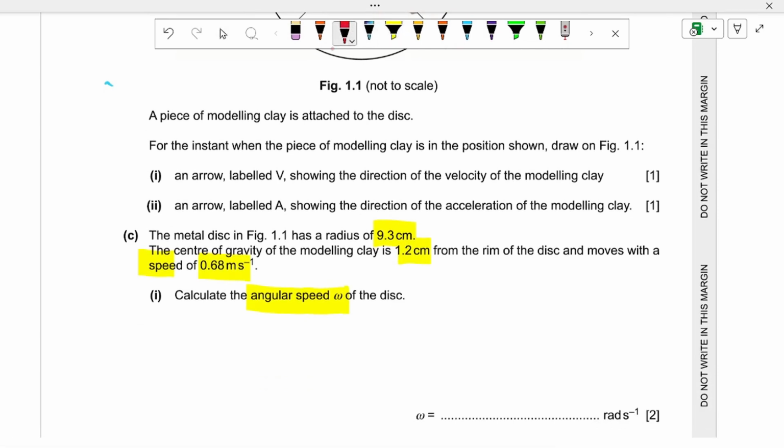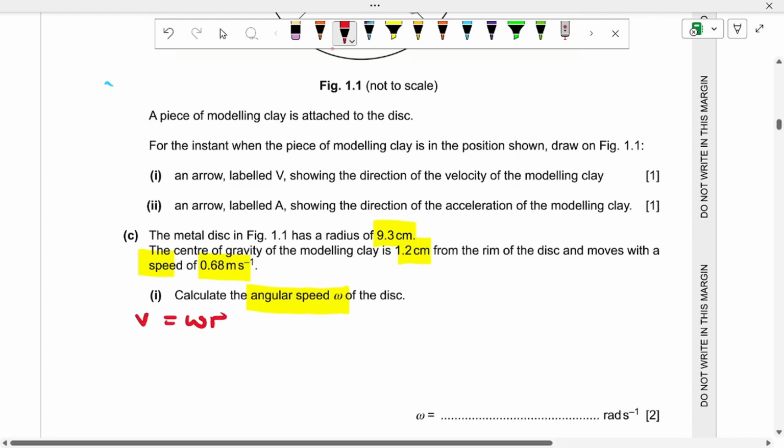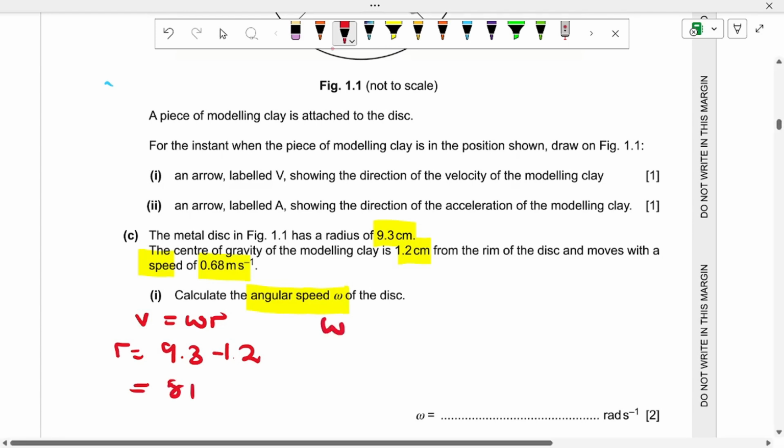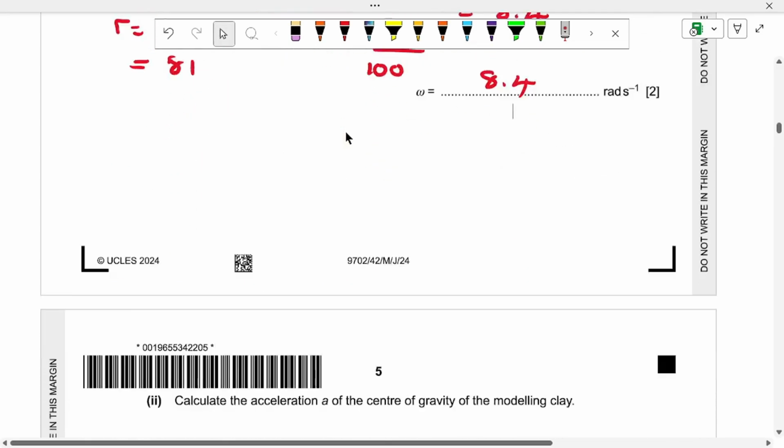What equation, guys? Let's think. I'm given v is equal to omega multiplied by r. That's the equation that I can use to relate these 3 things. My radius is just going to be 9.3 subtract 1.2, which gives me an answer of 8.1. Okay, that's my value of r. So if I want to find my omega, it's just going to be my velocity 0.68 divided by my r, which is 8.1, giving 8.4, rounded off to 2 SF because the smallest significant figures here are also 2 SF. Okay, I'll move on to the next question.